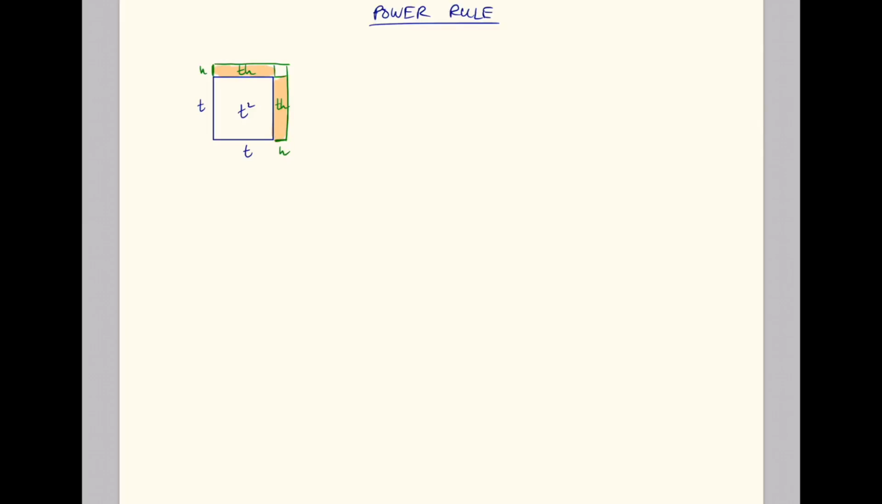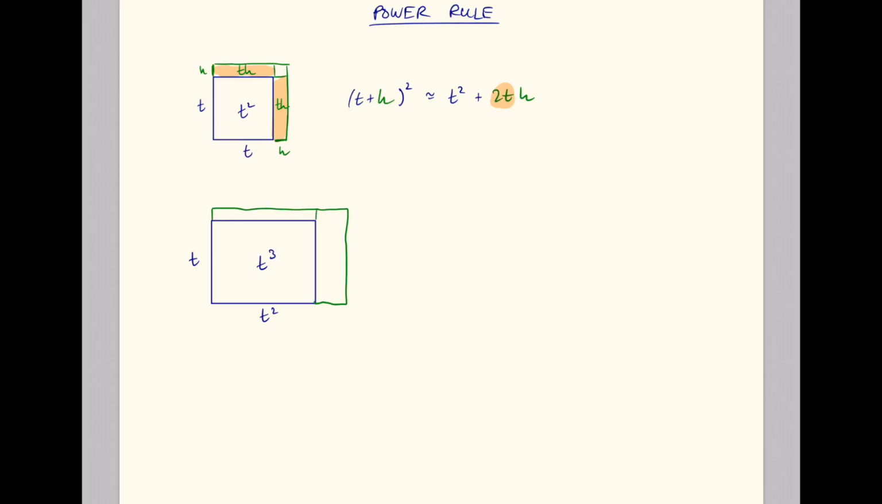Each rectangle is t times h, so the increased area is approximately t squared plus 2th. We recognize the factor in front of the small change h as precisely the derivative of t squared. The cubic function can be represented as the area of a rectangle with sides t and t squared. As we increase t by a small amount h, how does the area change? Well, the answer lies again in these thin rectangles.